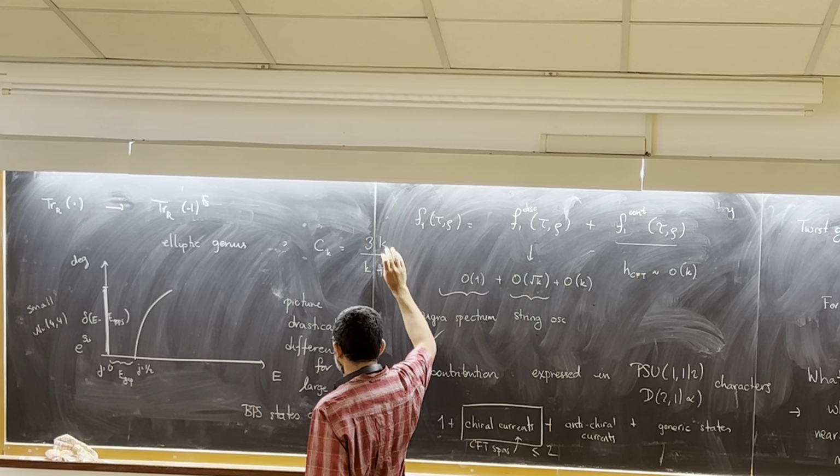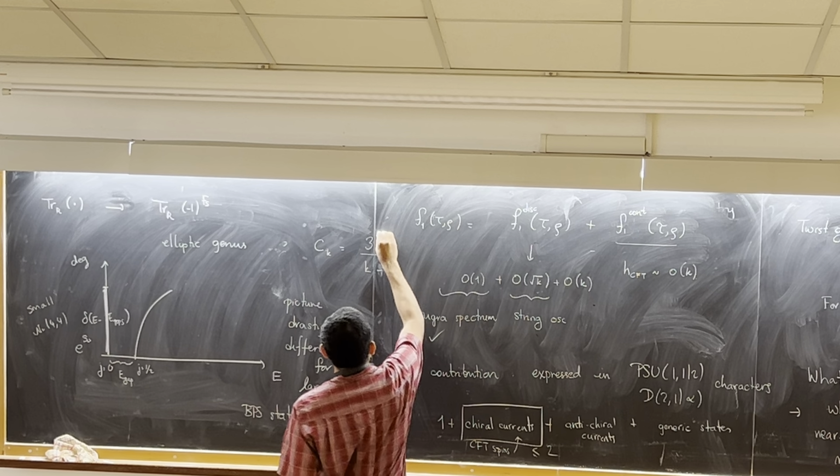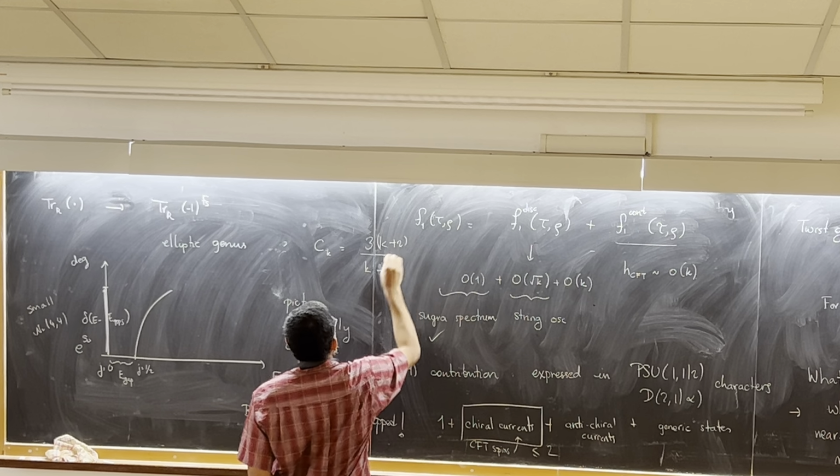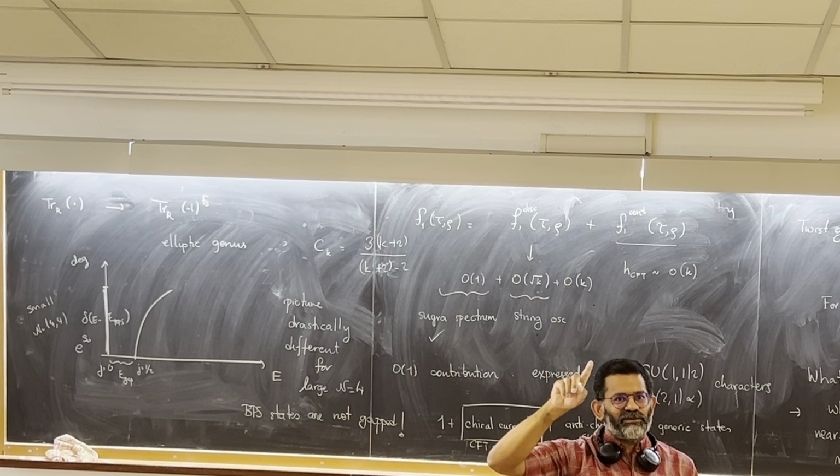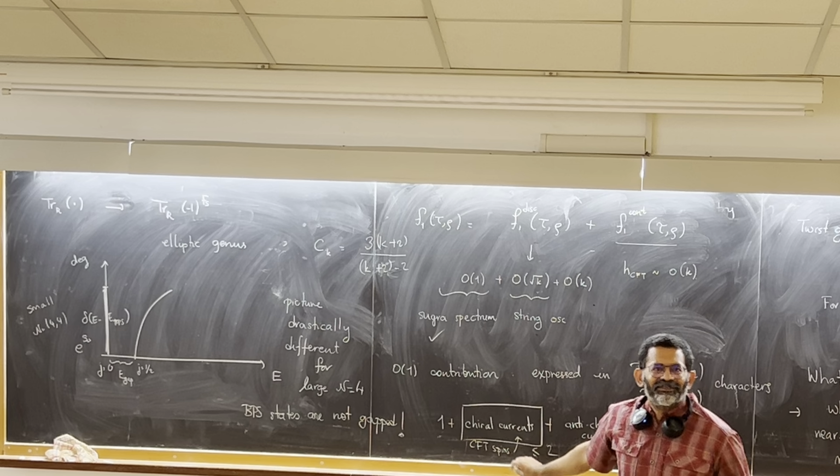No, the 3K over K plus 2 is the SU(2) answer. You have to shift the levels. When I say K equals 1, I mean N equals 1 supersymmetry, K equals 1. Shift the level by 2.